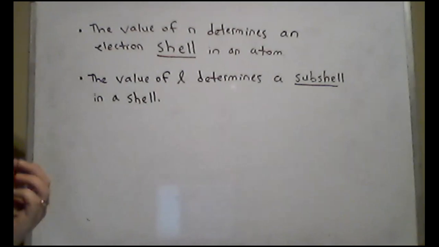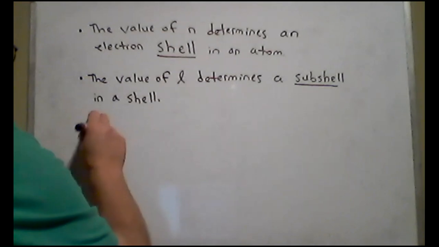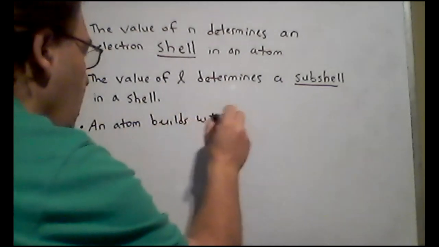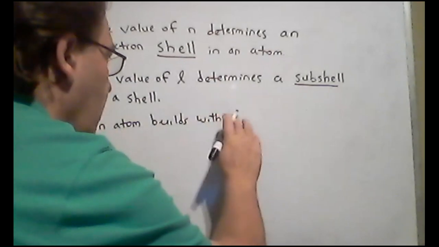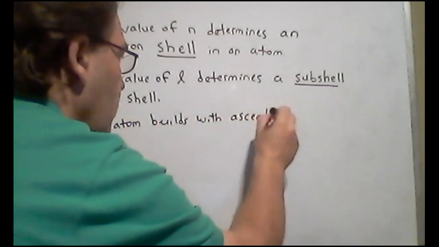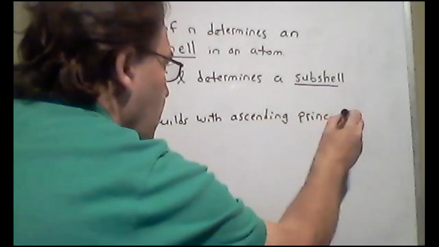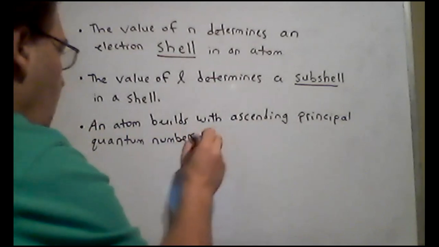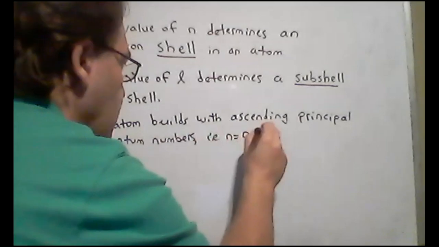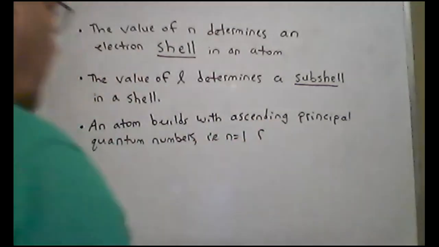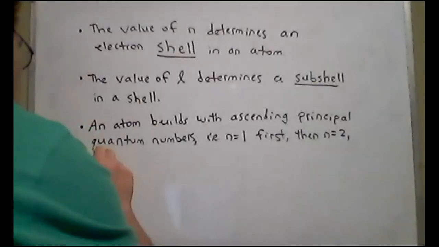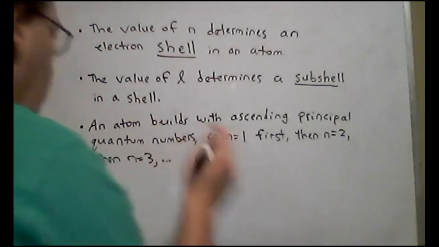All right, and so we have this concept of building an atom now. Now we're going to build up an atom. We start off again: an atom builds with ascending principal quantum numbers, i.e., n equals 1 first. We take our n equals 1 first, then n equals 2, then n equals 3, dot, dot, dot. You get the picture.